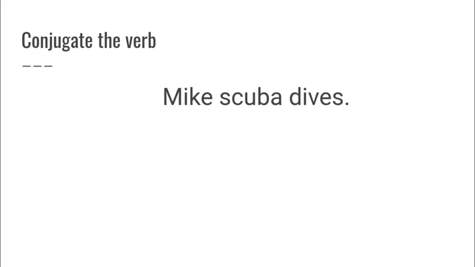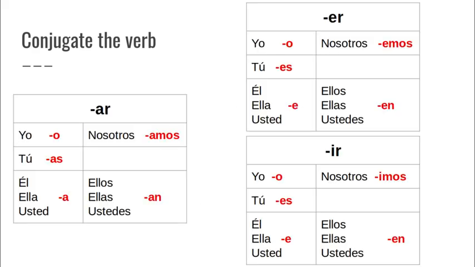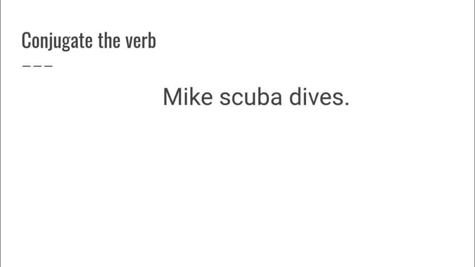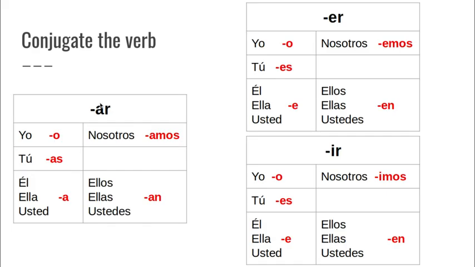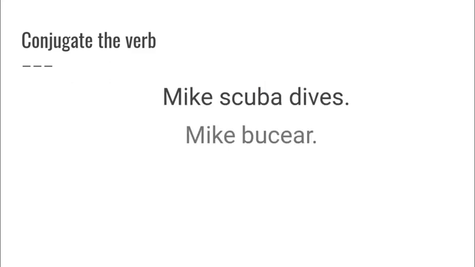Okay, let's try another sentence. Take a look at the endings again. What about Mike scuba dives? So we have Mike, and then the verb is bucear. We're talking about Mike, so we could say Mike scuba dives, or we could say he scuba dives. So we're going to want to put this in the he form. Let's see. It's an AR verb, and the he form is él. So it is an A at the end. So we end up with Mike bucear. Take off the AR and add an A.